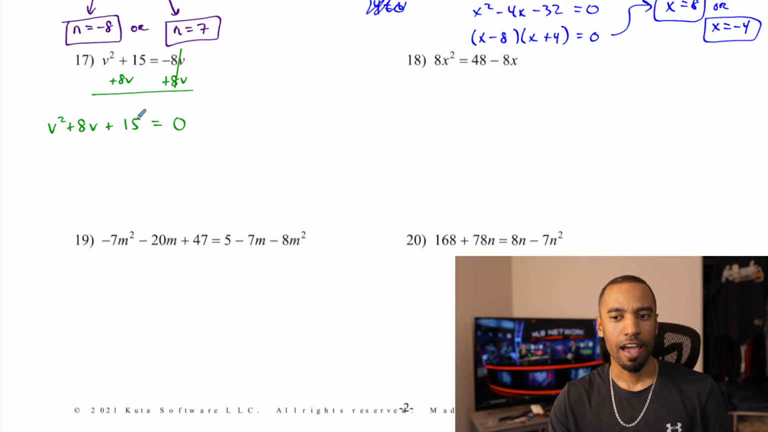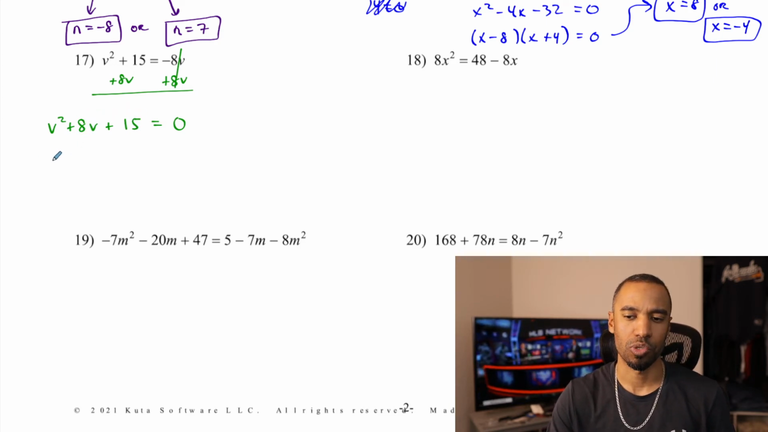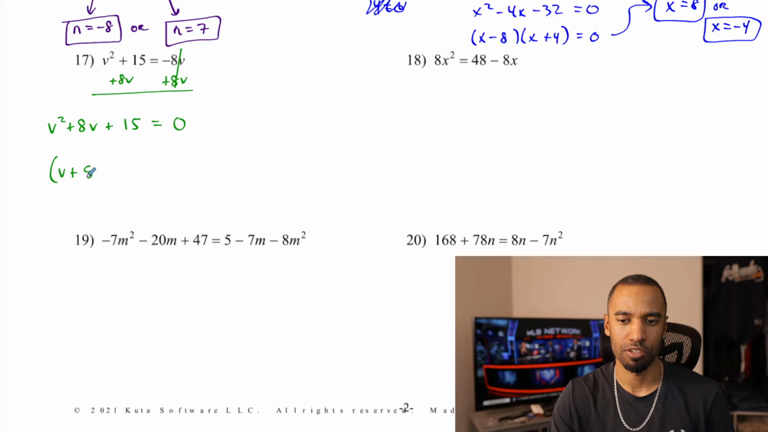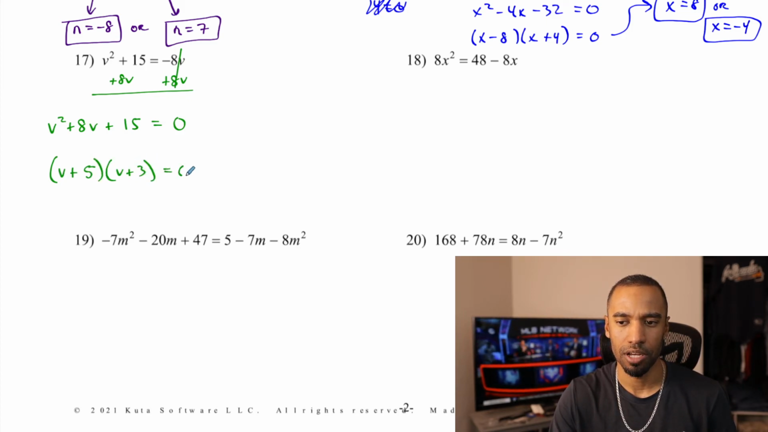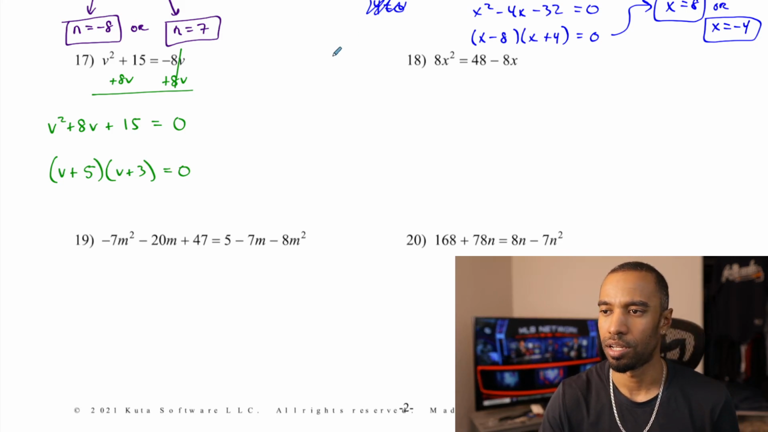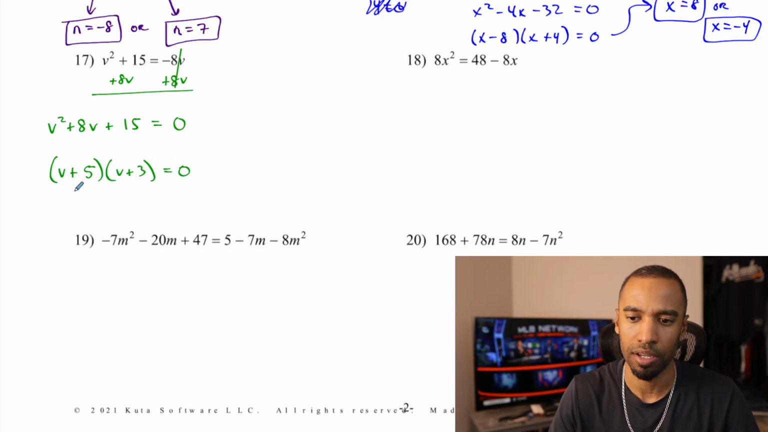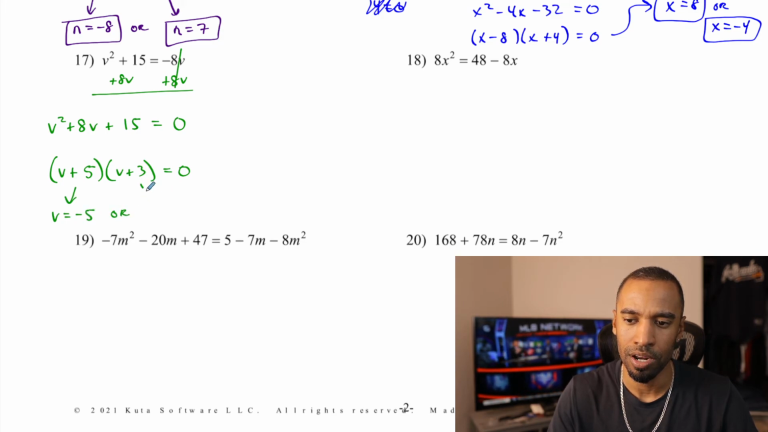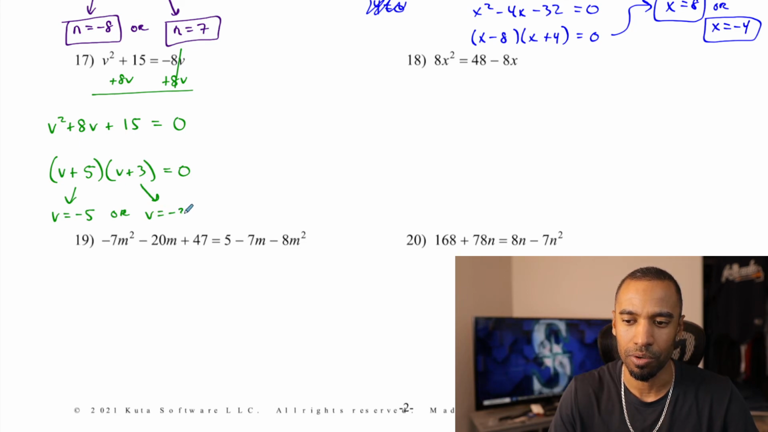Anyway, 5 times 3 is 15, 5 plus 3 is 8, so this will become v plus 5 times v plus 3, set equal to 0. Almost done, y'all. Running on, I'll probably get done near the 40-minute mark. So either v equals negative 5 or v equals negative 3.